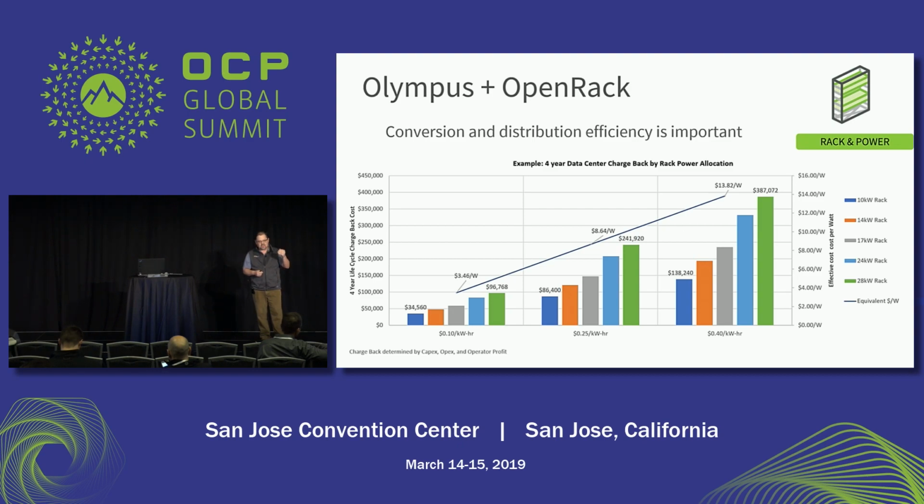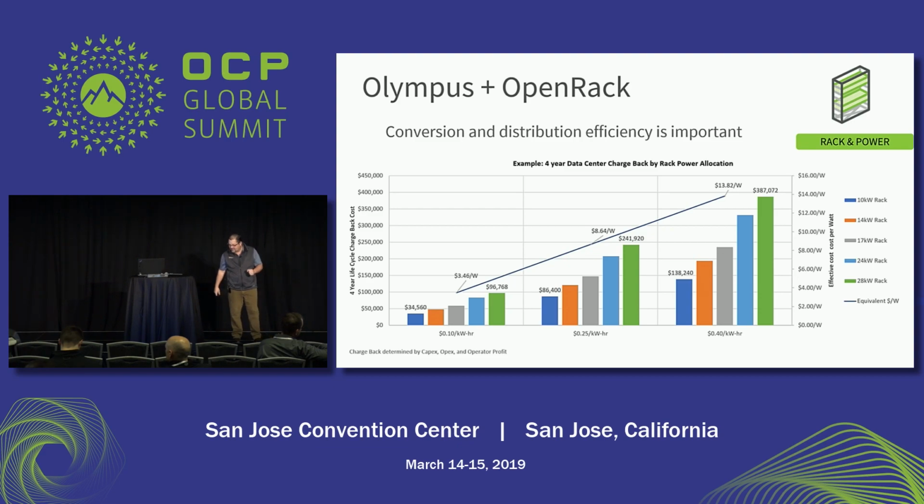And if you look at that charge back per kilowatt hour, per kilowatt month, per kilowatt year, over 4 years, a 10 kilowatt rack could cost you $34,000 just for that rent spot on the low end. On the high end, that 10 kilowatt could be $138,000. 28 kilowatts, nearly $500,000.